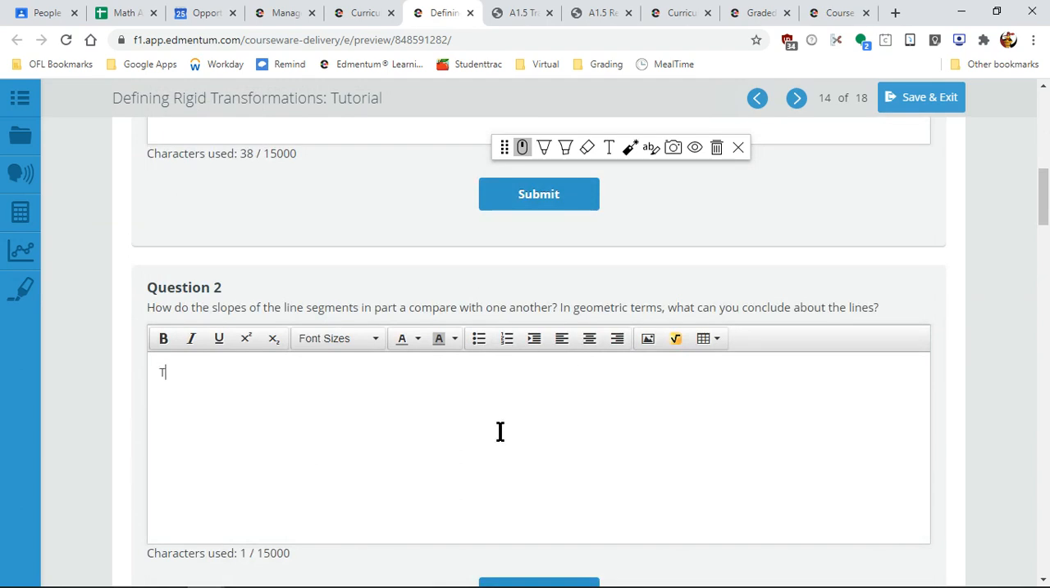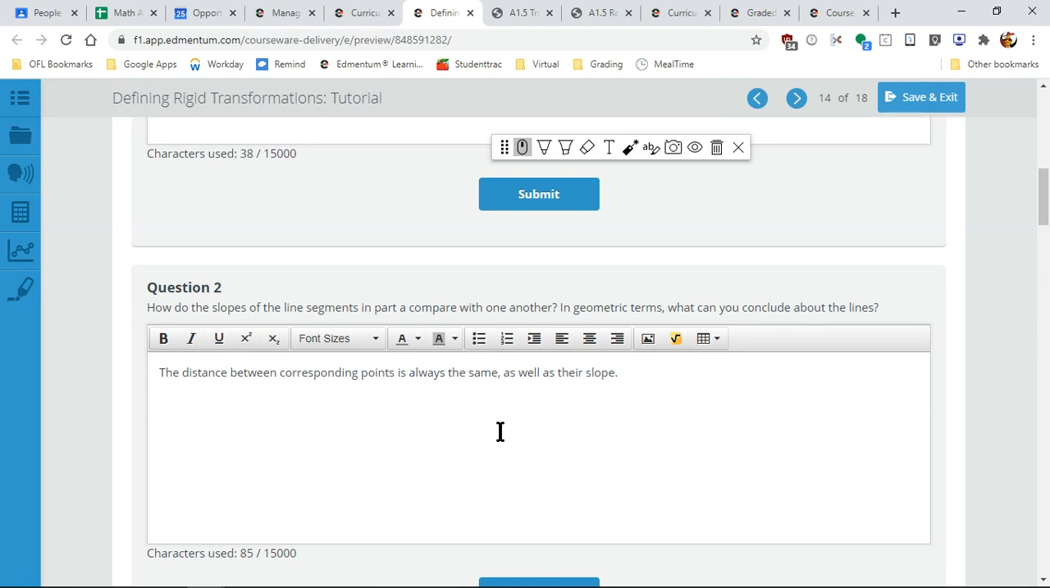So we're going to say the distance between corresponding, and remember, corresponding just means where it moves to. Corresponding points is always the same, as well as their slope.